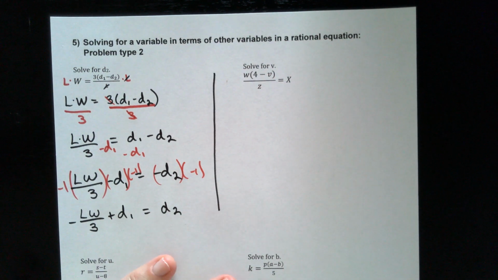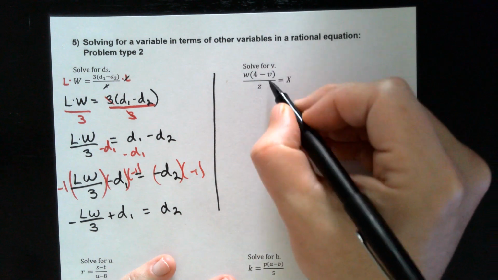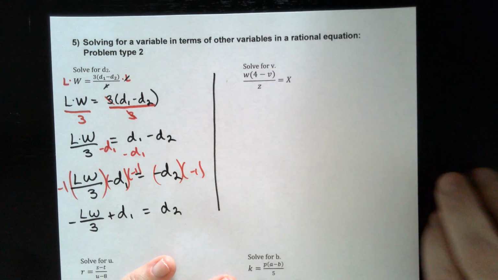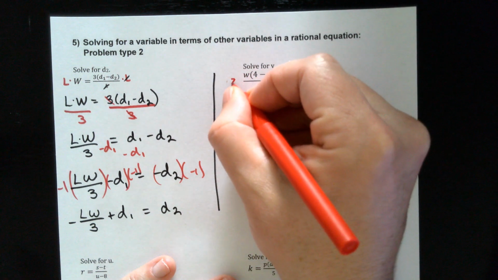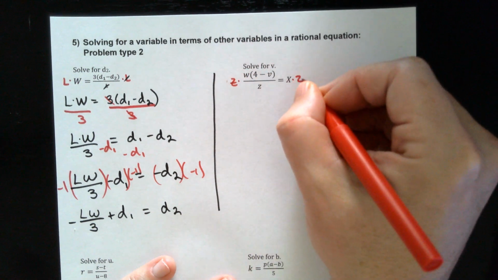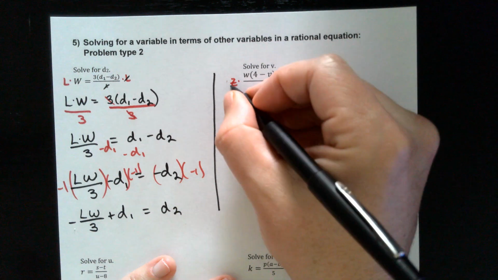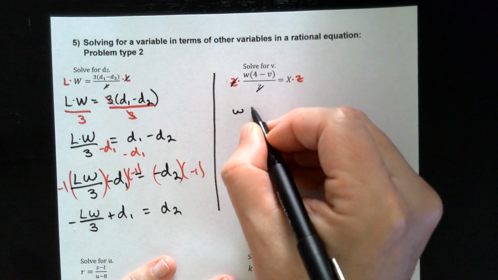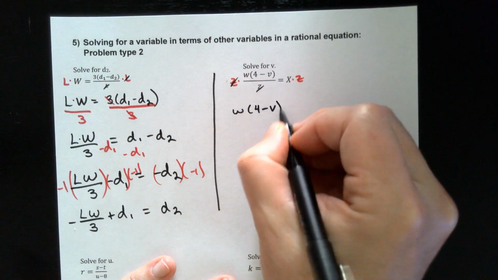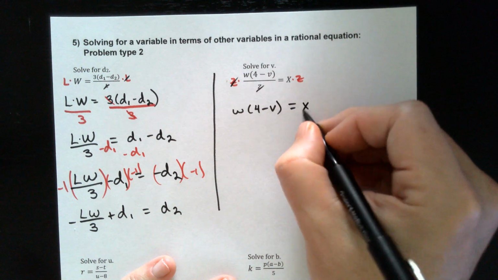Okay, let's look at the next one. Solve for v. Here's v. Okay, so first let's get rid of the fraction multiplied by z. So it'll cancel. So you get w times 4 minus v equals xz.